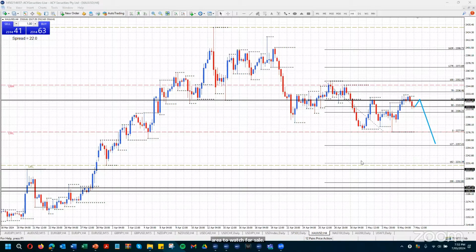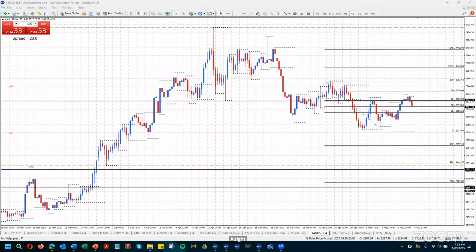Okay. That area has been proved. It broke below resistance, fractionally short, tried to move above and it can't.